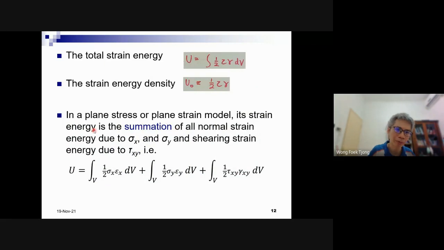So in summary, in a plane stress or plane strain model, the strain energy is the summation of the normal strain energy due to sigma x and sigma y, because we have normal strain energy in the x and y directions, and the shearing strain energy due to tau xy. In other words, this is the total energy due to the contribution of all the stress components, sigma x, sigma y, and tau xy. Thus summing all of them up like this.